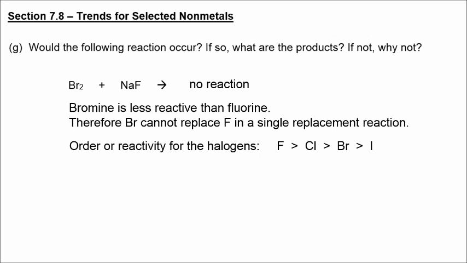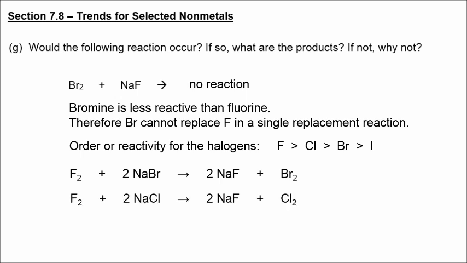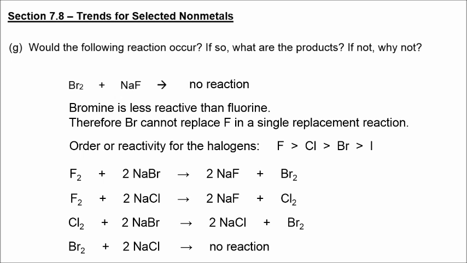The order of reactivity for the halogens is that fluorine is more reactive than chlorine, which is more reactive than bromine, which is more reactive than iodine. So can fluorine replace bromine? Yes. Can fluorine replace chlorine? Absolutely. Can chlorine replace bromine? Yes. But bromine could not replace chlorine. Again, look at the activity series and you can see that bromine is less reactive, so it cannot replace chlorine.